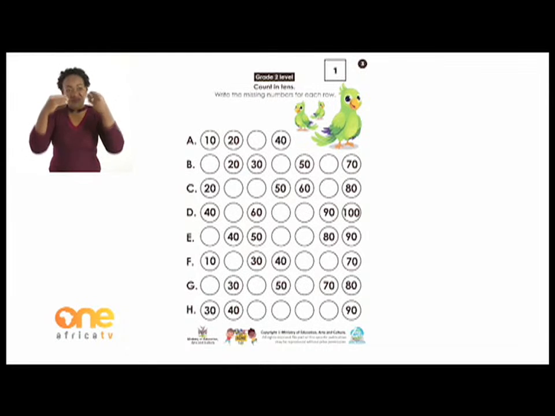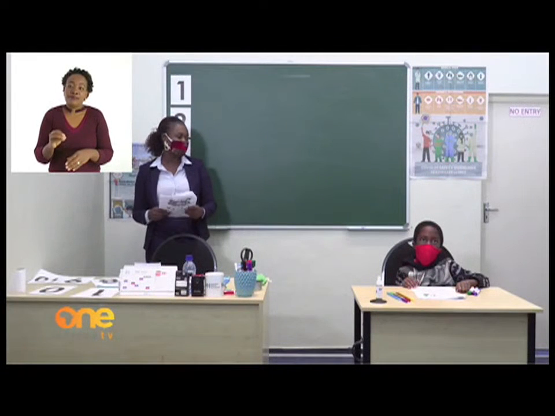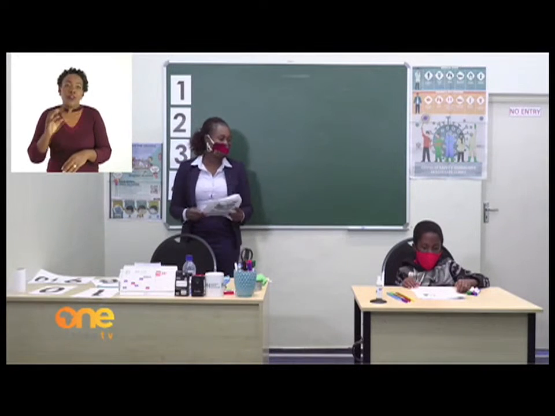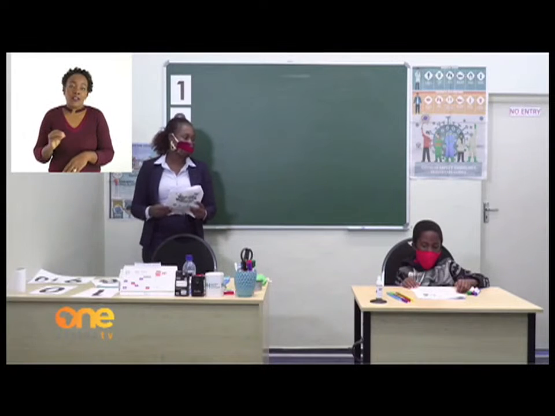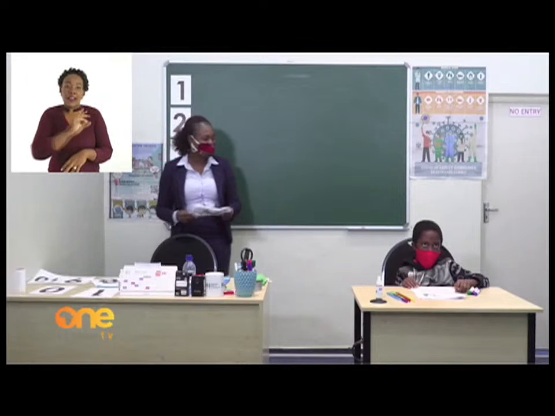And before we start filling in the missing numbers, we want to count in tens. And I'll do it with my friend here. Let's start from 10 to 100. 10, 20, 30, 40, 50, 60, 70, 80, 90, 100. Very good.